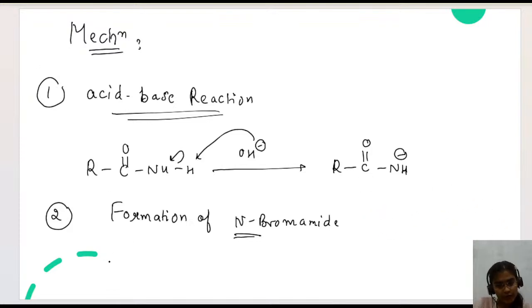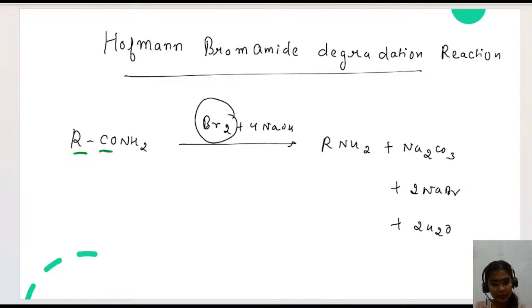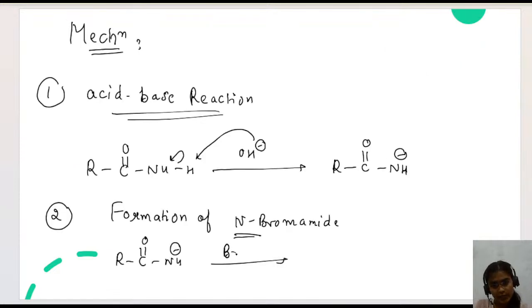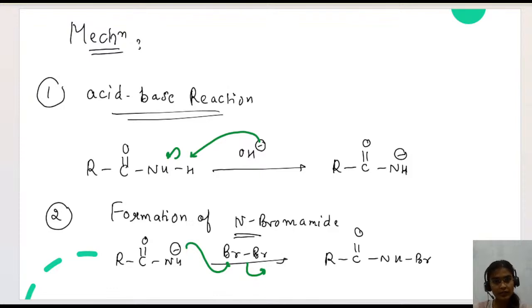Now we have this R, CO, and NH negative. As you already know, this is bromine, Br2. So let's see how the attack happens. This is the Br, this is the Br. Simply this attacks here, and this bromine leaves. So what we get now is RCO and this NH combined with the bromine. This is the N-bromamide. So this is step number two.